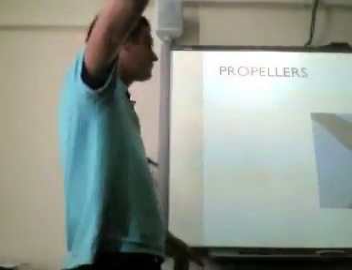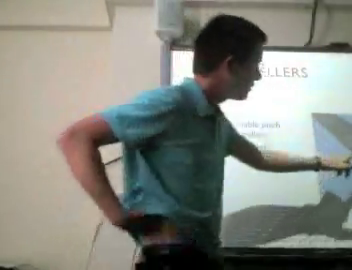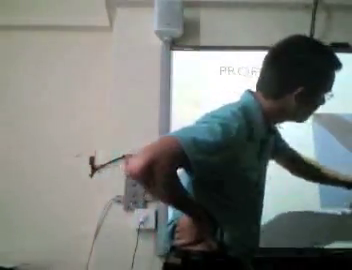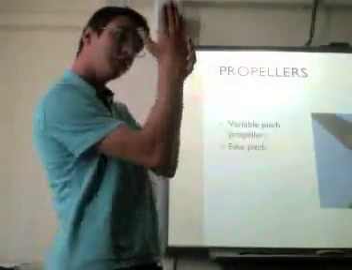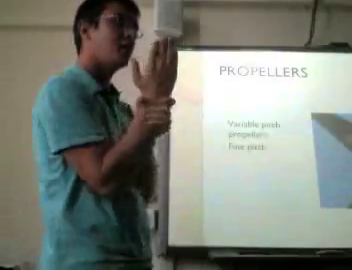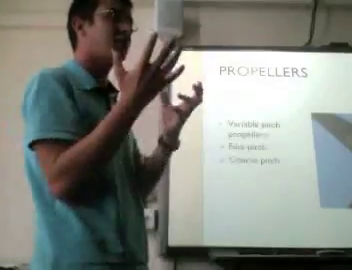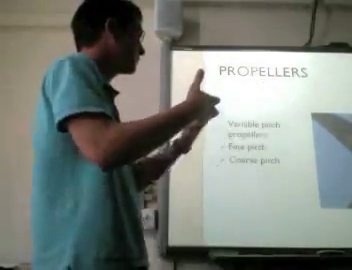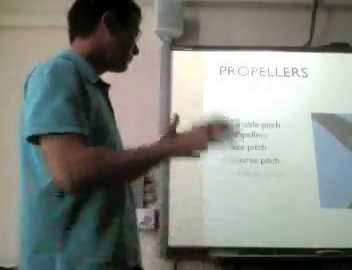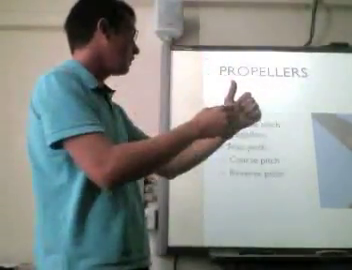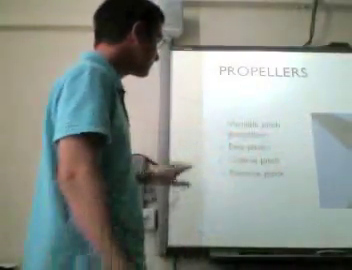You have two types of propellers. You have variable pitch propellers. On the picture here you can see that the blades are articulated around the hub, so the blade angle can change. A fine pitch is like the first gear on your car when you need to accelerate. A coarse pitch is like the fifth gear on your car when you are cruising and don't need a huge amount of thrust. And you have a reverse pitch to create thrust on the opposite side to brake when you land.